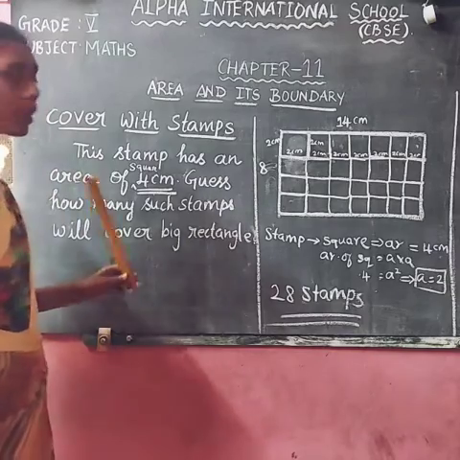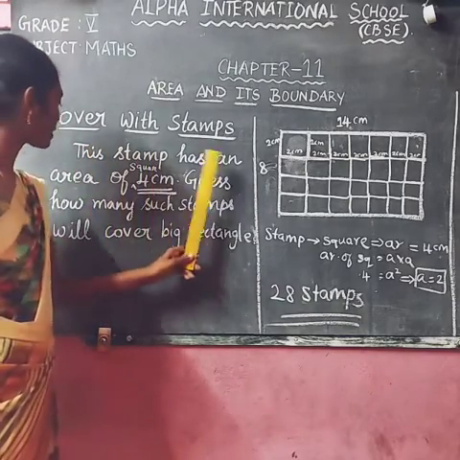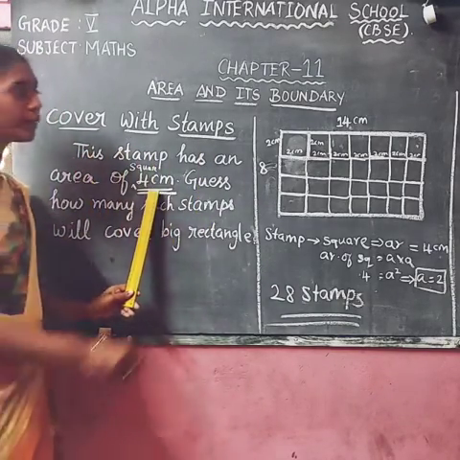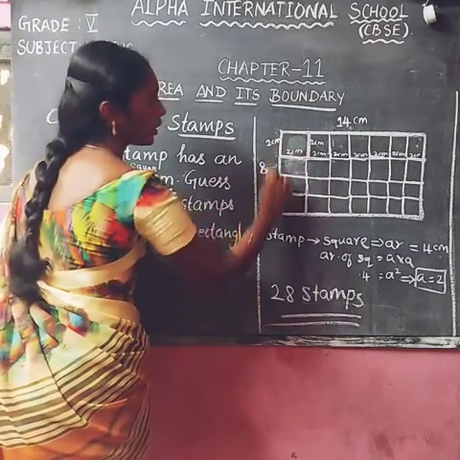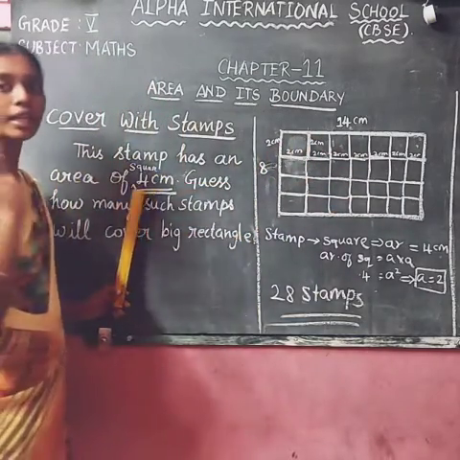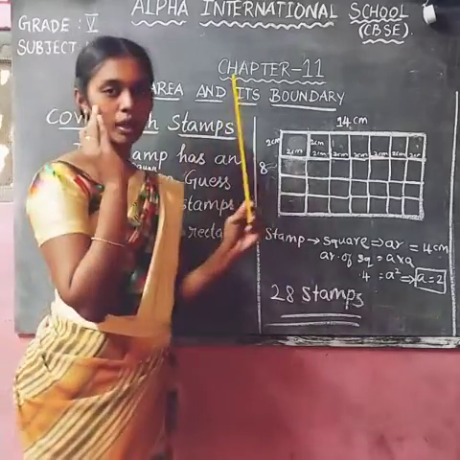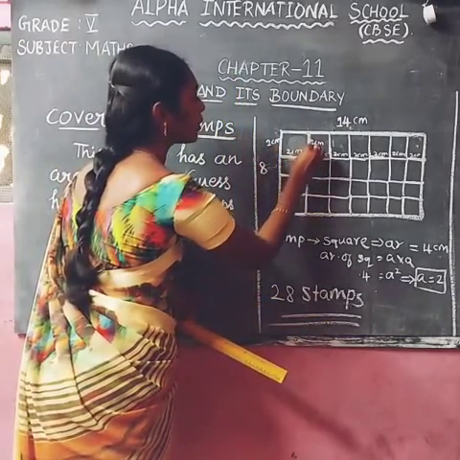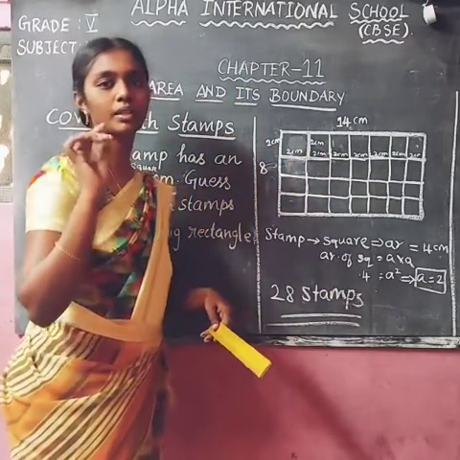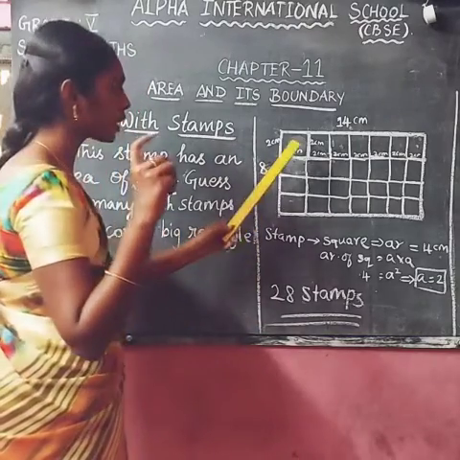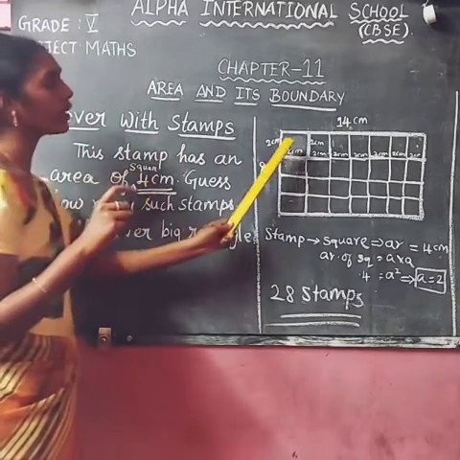See here, once again I am explaining to you. This stamp has an area of 4 square centimeters. This particular one stamp is given in a big rectangle. In that big rectangle, at one corner, they are pasting a square shaped stamp. The area of that square shaped stamp is 4 square centimeters. So they have given the area.